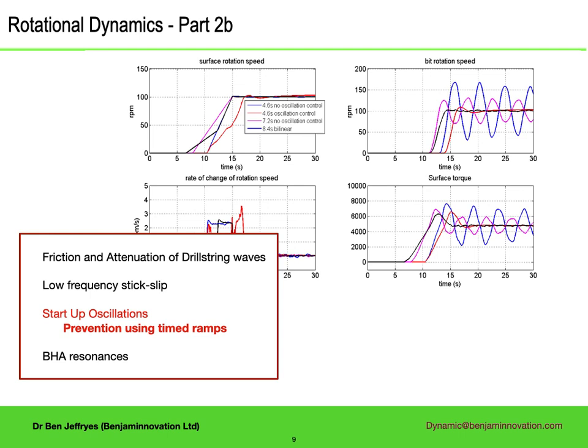Back on the theoretical side, I show how certain oscillations can be prevented, those that are generated when starting the drill string rotating, by using an appropriately timed ramp. The image shows a theoretical startup in a deviated well, where, using the black line, a double ramp, for the surface rotation speed, shown in the top left, it results in the bit rotation speed, shown in the top right, with virtually no startup oscillation.